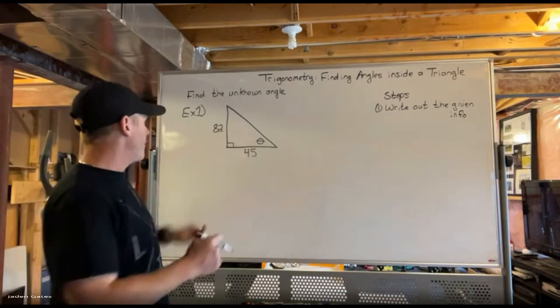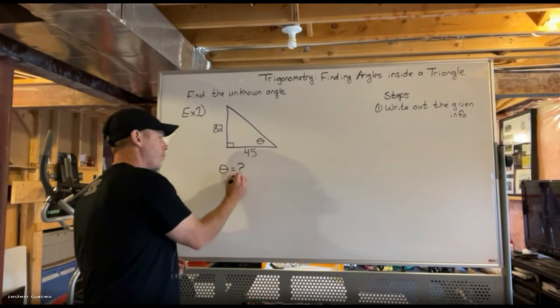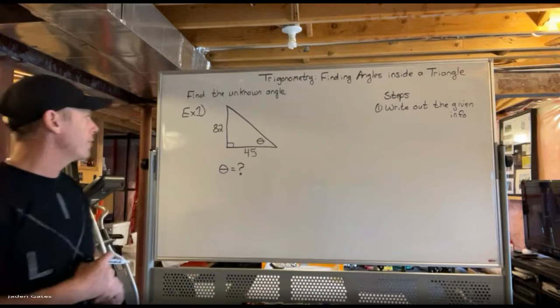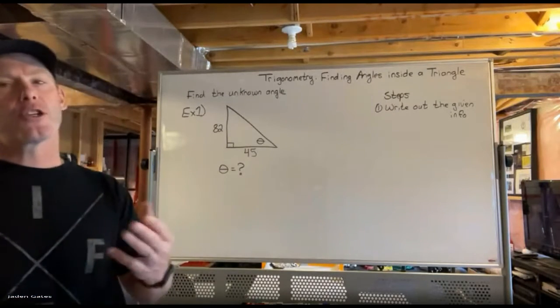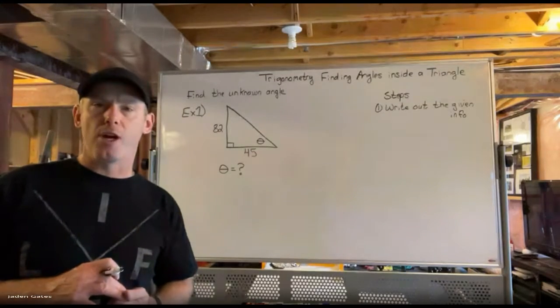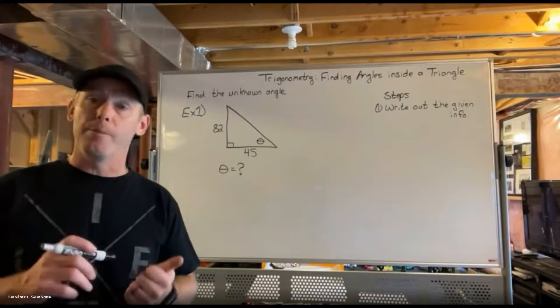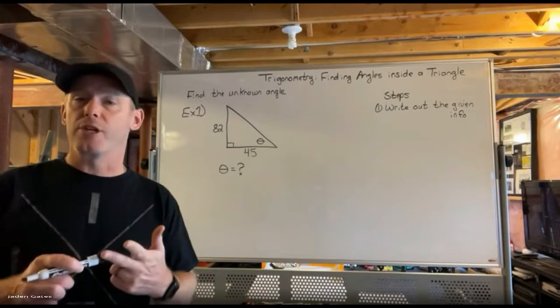Now, again, we're trying to find the angle here. So I'm going to put theta equals a question mark. That's what we're trying to figure out. But what we have to determine, again, is we have two sides. I have to determine which sides we actually have. Because in trigonometry, your sides are labeled. We have three of them because it's a triangle. We have the hypotenuse, we have the opposite, and we have the adjacent.